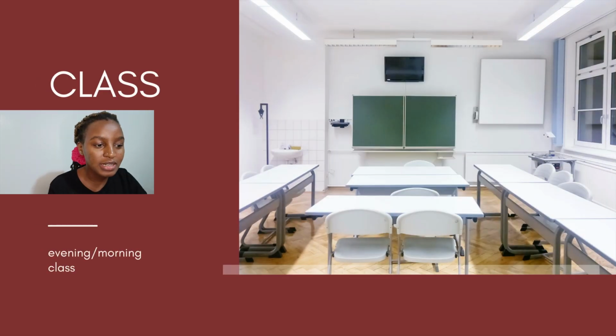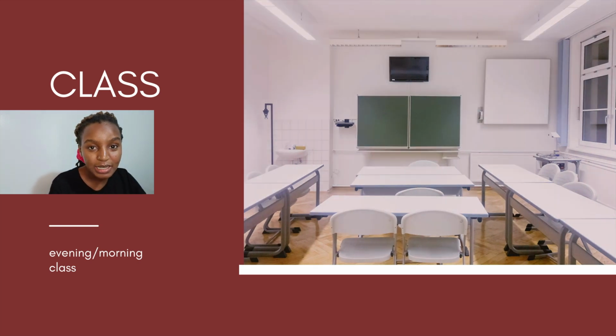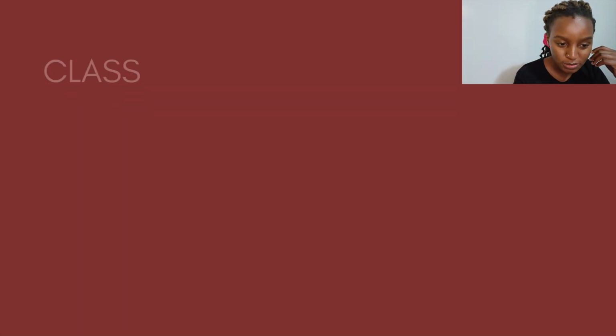Examples using the school management system. Let's use something like a class. A class can mean different things depending on who's talking about it. It can mean the evening or morning class, that is a time of day. It can also mean the physical building, that is class 2J, 3J, 5P, whatever. Again, everyone understands what you mean when you say that.